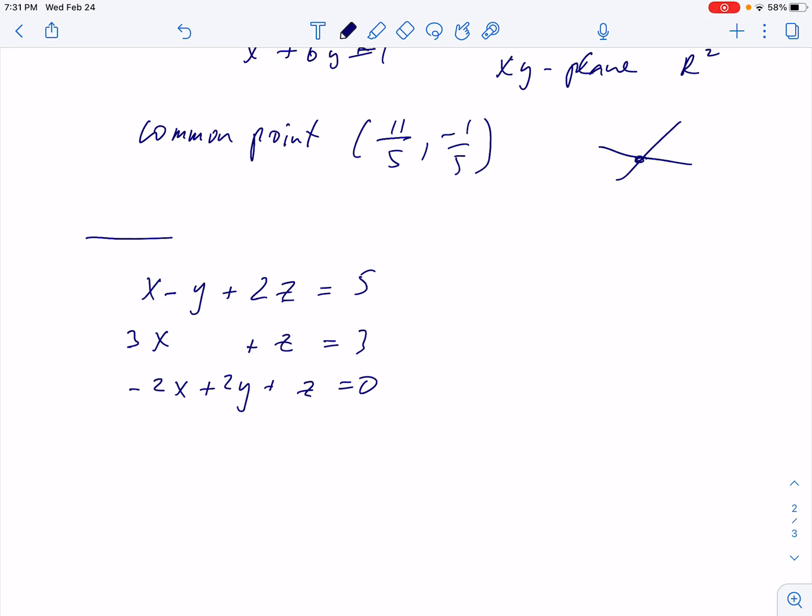Now we can do elimination and find x, y, and z. For instance, if I multiply the first equation by 2, add to the third, x will be eliminated, and only y and z will be left. I can multiply the first by negative 3 and add to the second, the same effect, and such things.